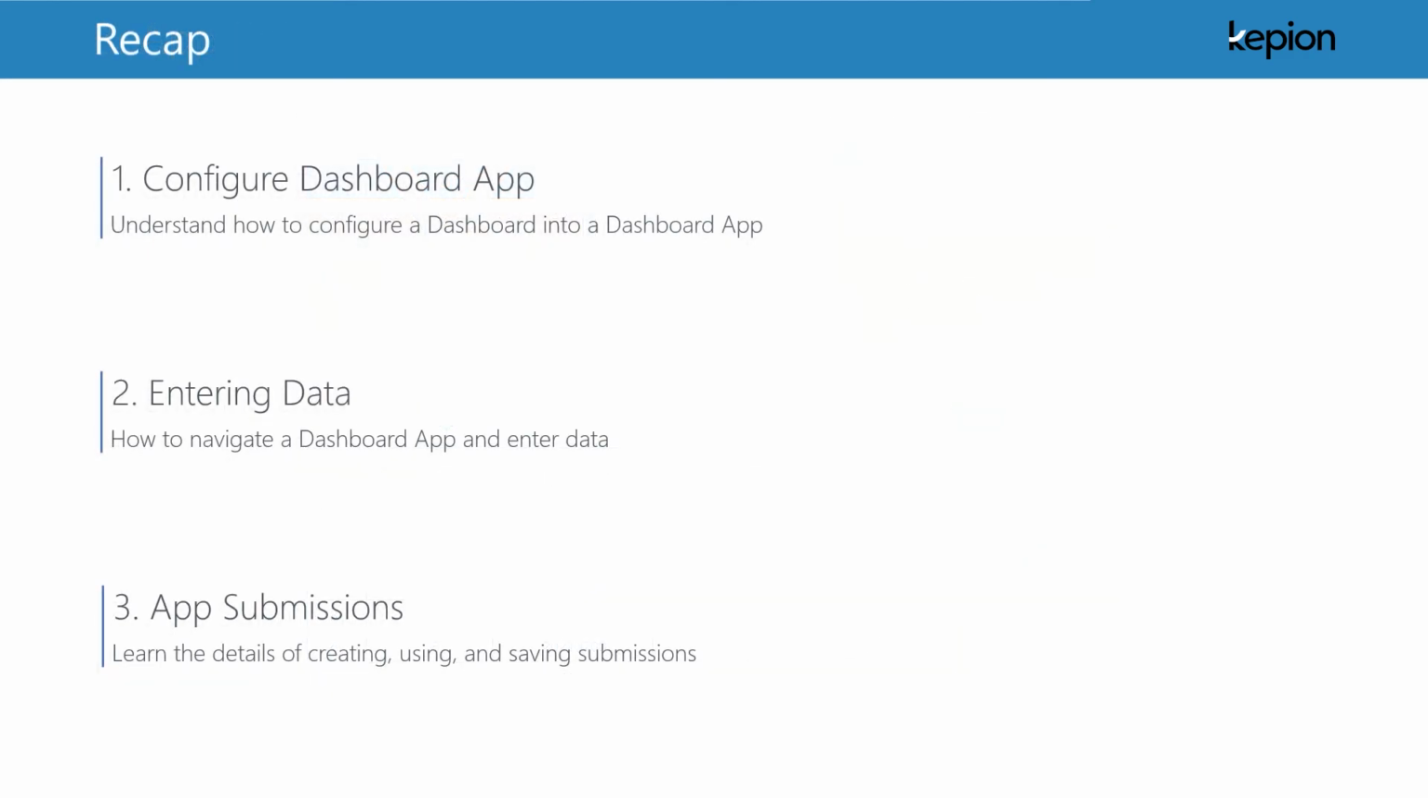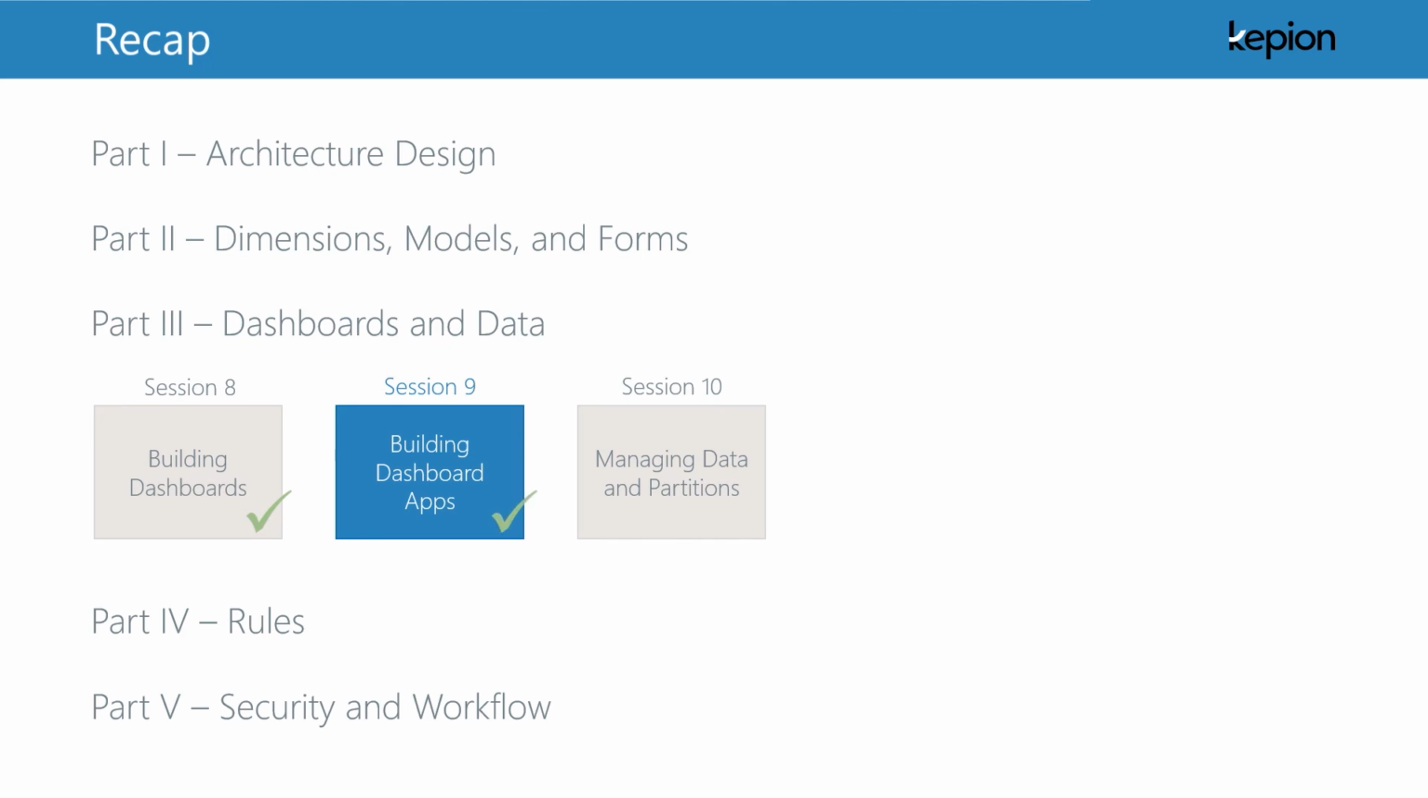In this session, we walked through the steps to configure a user with the necessary permissions to access a dashboard app. Then we saw how to navigate an app and enter data. And lastly, we examined some of the details around creating and saving submissions. In the next session, we'll look at ways we can manage the data in our application using measure groups and partitions.